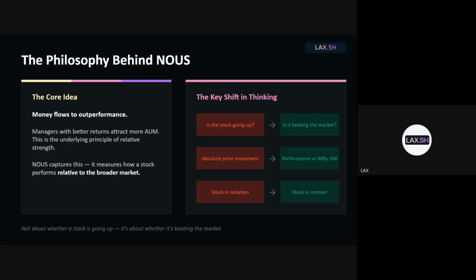Okay. So managers with better returns attract more AUM. You have seen it. For example, you might have seen 6, 7, 8 years ago. So can you guys type what is the most popular mutual fund? And if you are investing in mutual fund, which mutual fund you have invested in? What is the most popular mutual fund? Just type the name. Anybody? Nobody knows what is the most popular mutual fund right now in India? Parag Parikh. Parag Parikh, right?